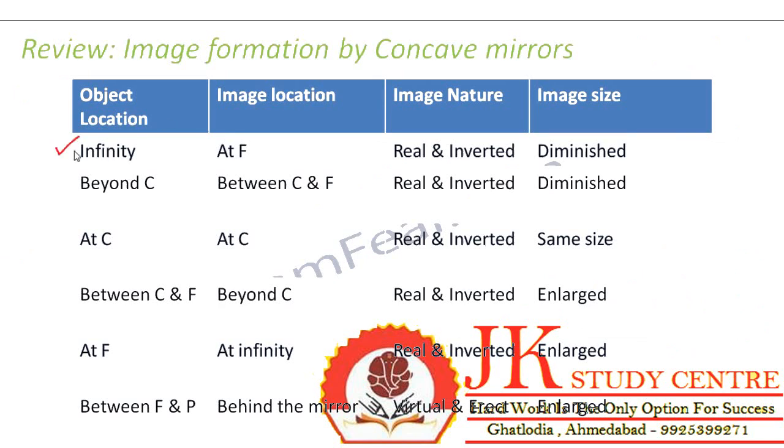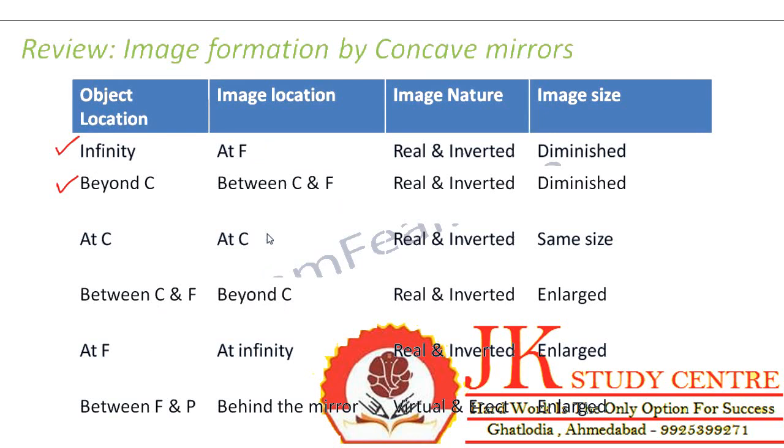So when the object is at infinity, the image is formed at the focus, nature is real and inverted, and the size is diminished. As the object is brought a little closer, here if you observe, as the object is brought closer to the mirror, the image formed goes away from the mirror, right? See, the object is brought nearer from infinity to focus, and the image goes from focus to infinity. As the object is coming nearer, the image is going away.